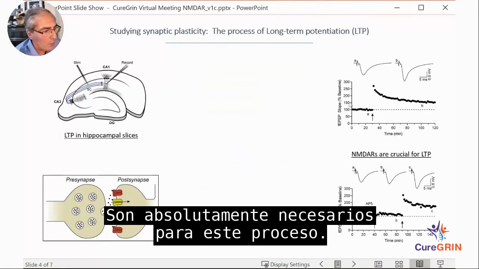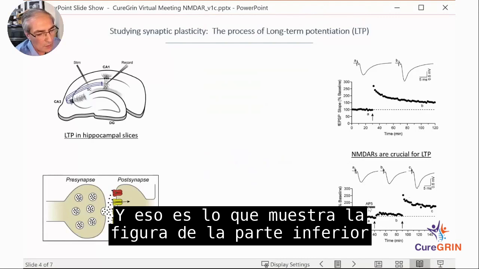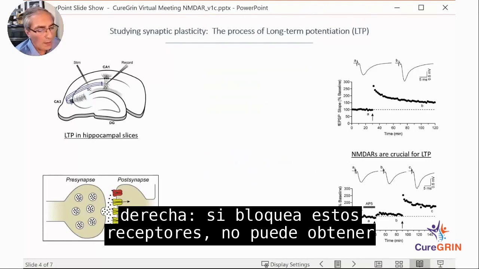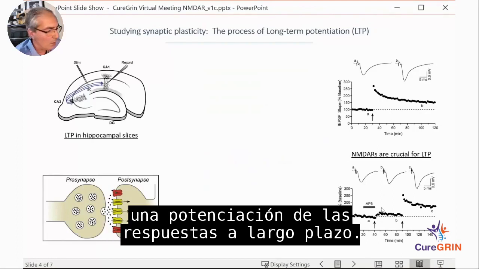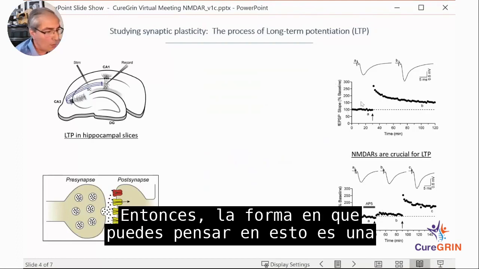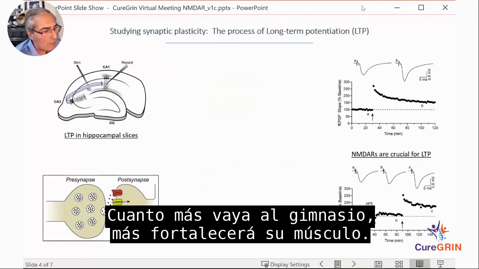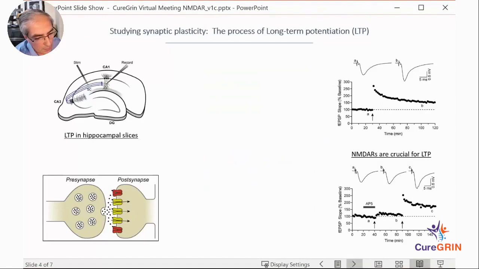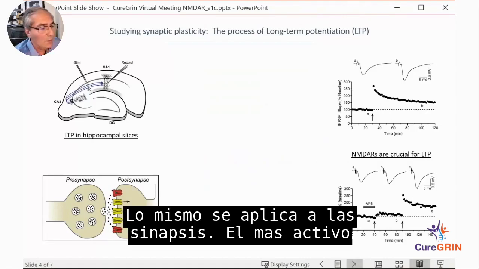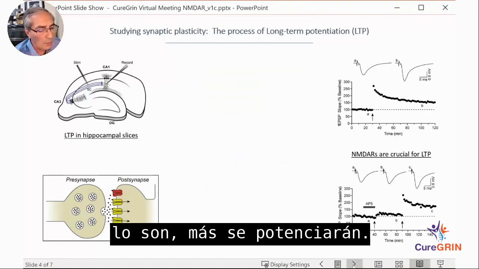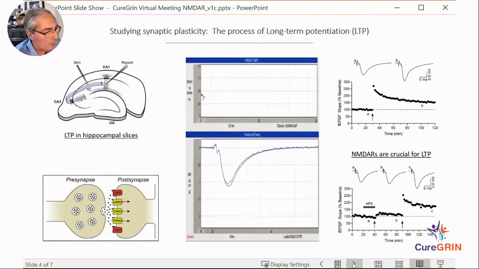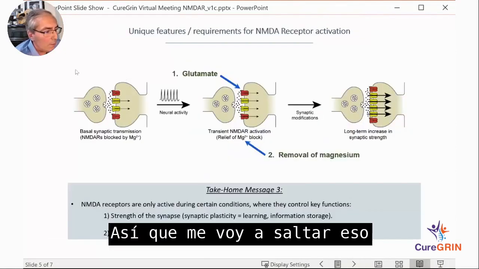They're absolutely required for this process, and that's what the figure on the lower right is showing: if you block these receptors, you cannot get long-term potentiation of responses. An analogy that Graham likes to use is that the more often you go to the gym, the more you strengthen your muscle. Same applies for synapses. The more active they are, the more that they will potentiate. So I'm going to skip that.